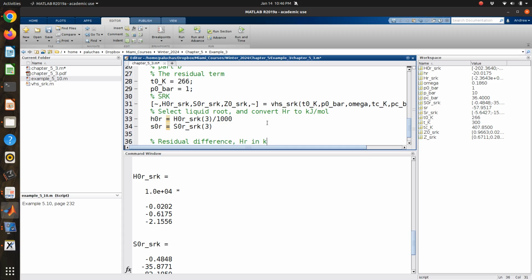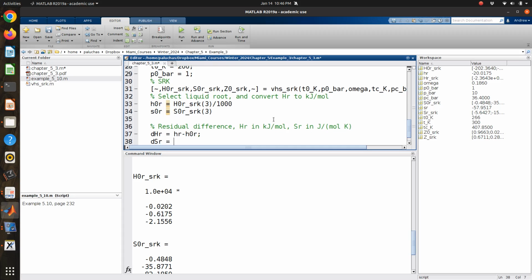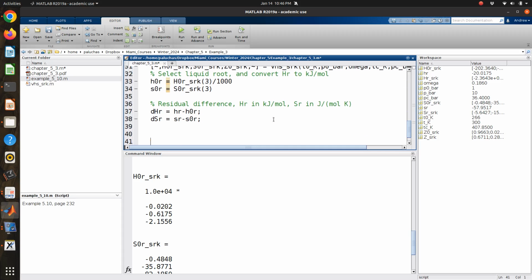Making note that H is in kilojoules per mole, S is in joules per mole K. Okay, so dHR is equal to HR minus this H naught R that I just computed, and dSR is equal to SR minus this S naught R I just computed. Okay, and now let's get the ideal gas contribution, and we'll stick with H in kilojoules per mole and S in joules per mole Kelvin.